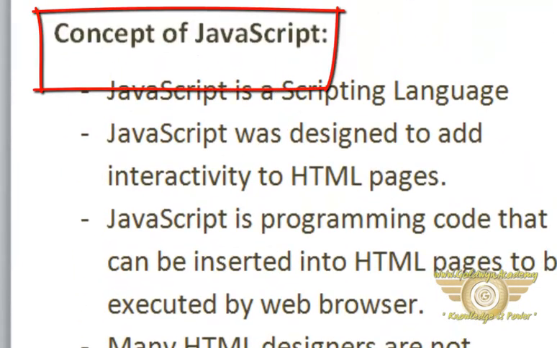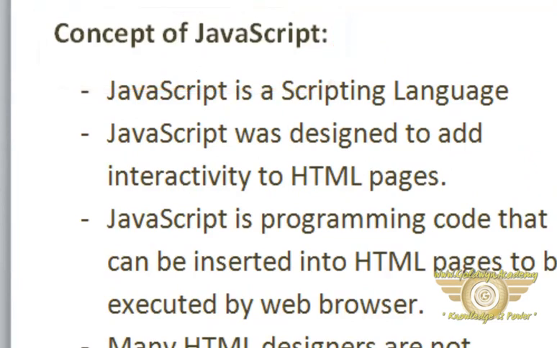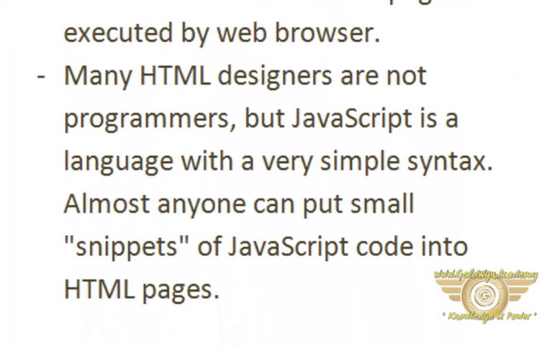Now, let's go through the concept of JavaScript. JavaScript is a scripting language. JavaScript was designed to add interactivity to HTML pages. JavaScript is programming code that can be inserted into HTML pages to be executed by the web browser. Many HTML designers are not programmers, but JavaScript is a language with a very simple syntax. Almost anyone can put small snippets of JavaScript code into HTML pages.